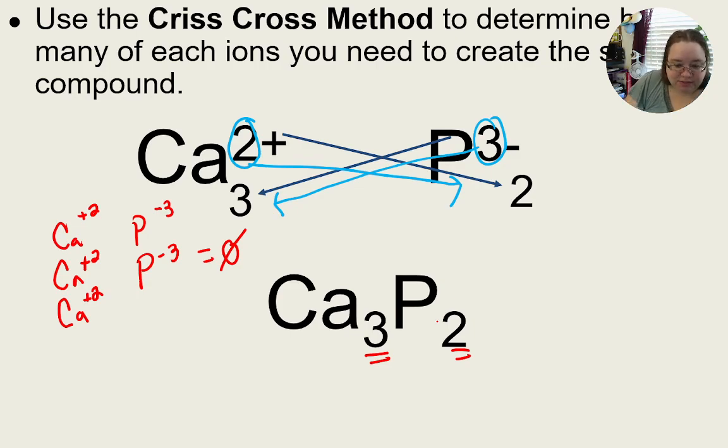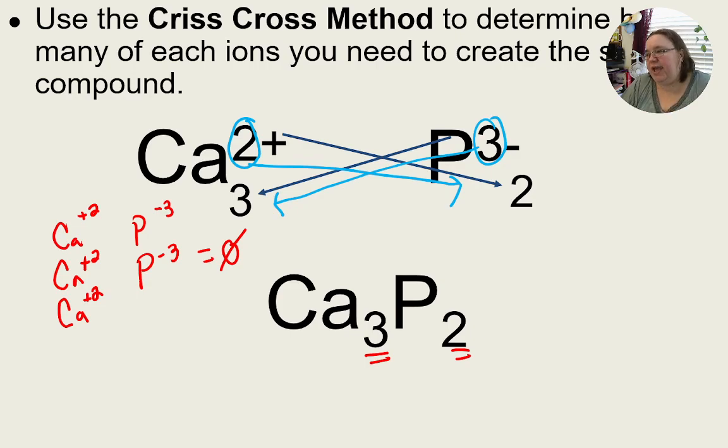The crisscross method or the swap and drop method is nice because you don't really have to do the math. You just look at those ions and you swap and drop. The charge, the positives and the negatives cancel out, so they disappear. And I'm holding the wrong periodic table.